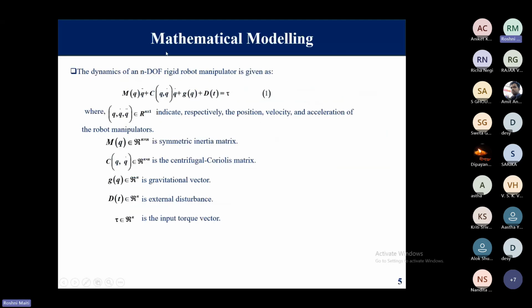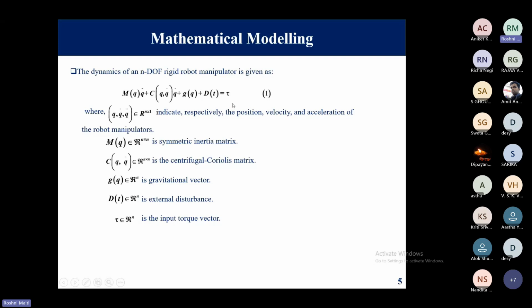So for this one, first, if we have the mathematical model of that robot manipulator, it can be represented by this, where M is the symmetric inertia matrix, C is the centrifugal Coriolis matrix, G is the gravitational matrix, and tau D is the disturbance that we want to estimate, and tau is the input which we have to give.